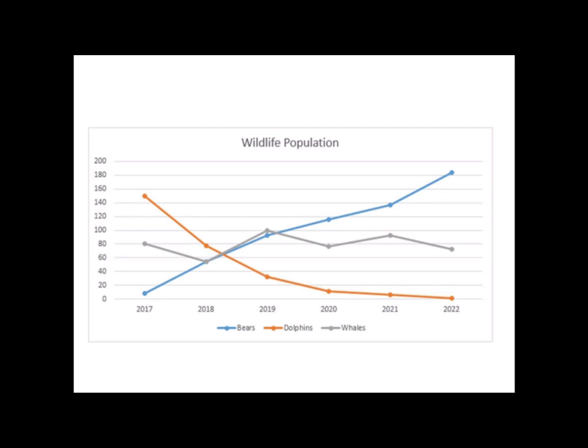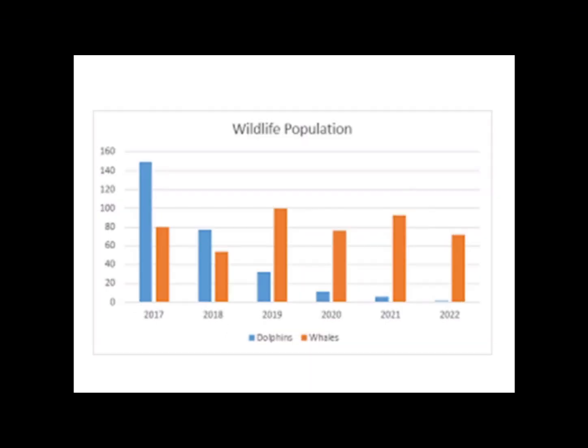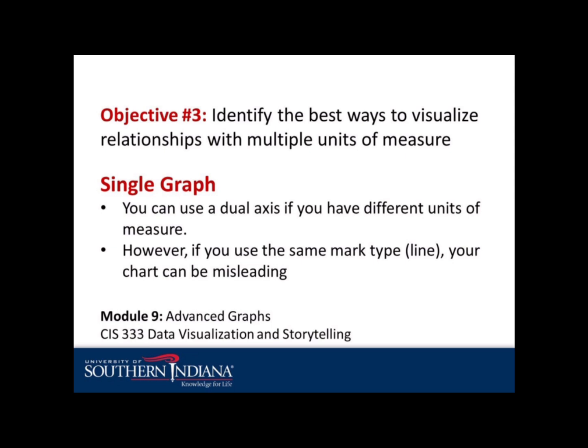So you can use lines like this, or you can use bars. So you have different units, you have the same type of measure, but you have different sets of values. For a single graph, you can also do something called a dual axis. You can use a dual axis if you have different units of measure. So let's say you have currency and number. However, if you use the same mark type, so if you use bars for both and use lines for both, it can be confusing to your user.